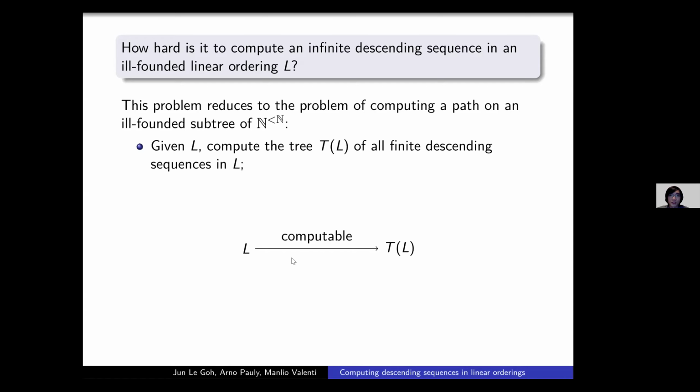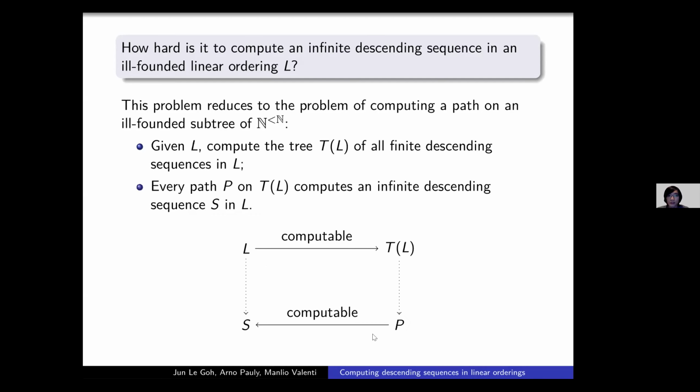So first of all, we are given a linear ordering L. And then we can compute the tree of all finite descending sequences in L, just ordered by extension. So that's a computable procedure. And now in this tree, if we have a path, then we can go backwards and get an infinite descending sequence in L. So if you have a path P on this tree T_L, then we can compute an infinite descending sequence S. And this is also a uniformly computable operation, both forward and backward. So this is what I mean when I say that there is a reduction from the problem of computing descending sequences to the problem of computing paths. Later I'll give a formal definition, but for now I just want to give the motivating examples.